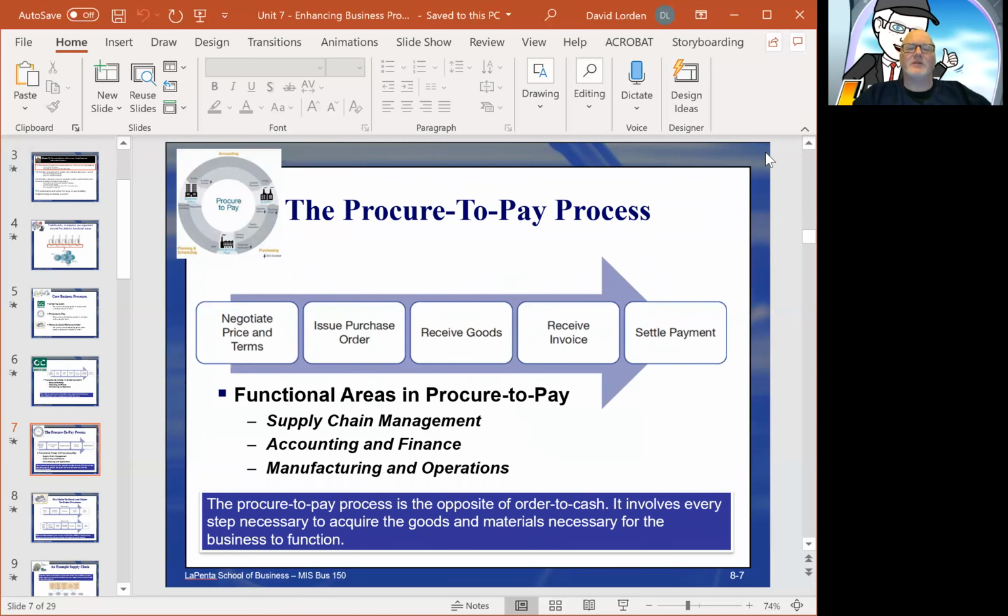If you go to the procure to pay process, this has more to do with a company working with its own vendors to get the raw materials that it needs to make its products and/or to generate the services that it offers. First, you would probably have a purchasing department that would negotiate price and terms. You'd issue a purchase order. You as a company would receive the goods, you would receive the invoice, and then you would send the payment to that particular vendor. So this is you sending the cash out. The first one is you getting the cash back in.